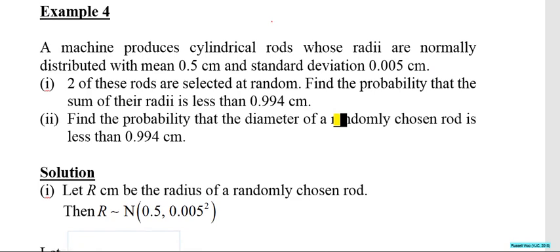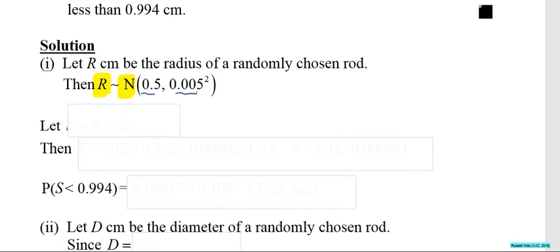A machine produces cylindrical rods whose radius is normally distributed. So you will see the radius is normally distributed with this mean, with this variance. Look, the standard deviation is 0.005, so the variance is this. Two of such rods are selected. Find the probability that the sum of their radii is less than 0.994. So, sum.